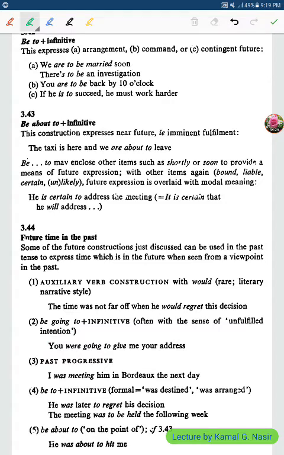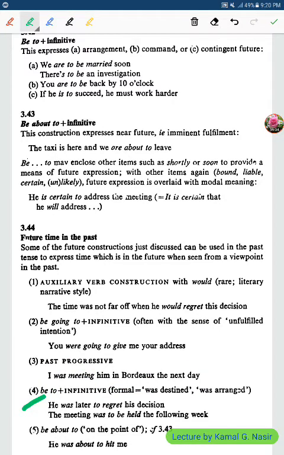I was meeting him in Bordeaux the next day. I was meeting him. You see? This is also the past form. What is the type here? Past progressive or past continuous. I was meeting him in Bordeaux the next day. Okay? Is this now? No. Is it in the past? No, it is in the future, the next day.